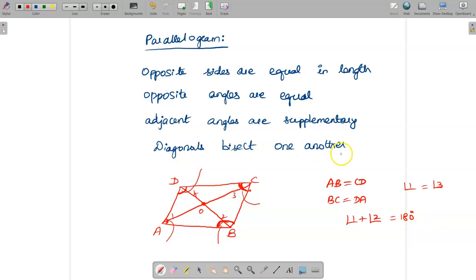And then diagonals bisect one another. So here BD and AC are diagonals. When we draw the diagonals, they will bisect one another. Bisect one another means here we have a meeting point, right? So these two diagonals are meeting here. They bisect at this point. When they bisect, this value and this value will be equal. Similarly, this value and this value will be equal. That is, OD is equal to OB and OA is equal to OC. So before solving the problem related to the parallelogram, you should know these properties.